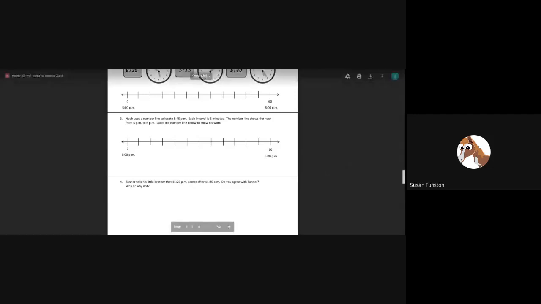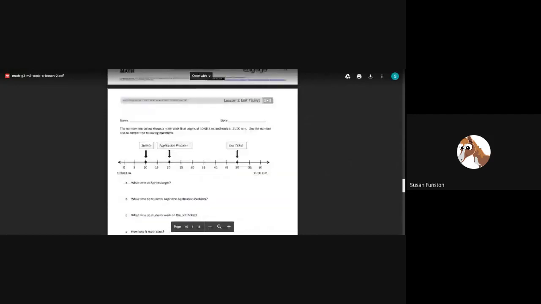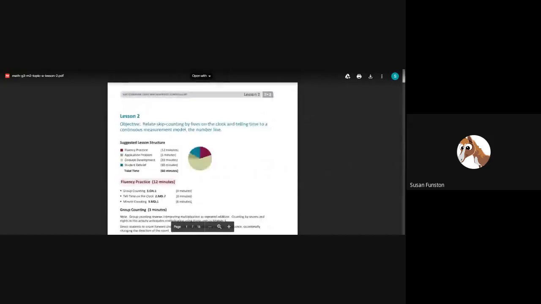Number 4, Tanner tells his little brother that 11:25 comes after 11:20 a.m. Do you agree with Tanner? So is he correct or is he not correct? And then tell me why. Why is he correct or why is he not correct? Okay, and that is your entire problem set for lesson 2. And then you will be finished with your math lesson for today. Stop presenting and come back to you.